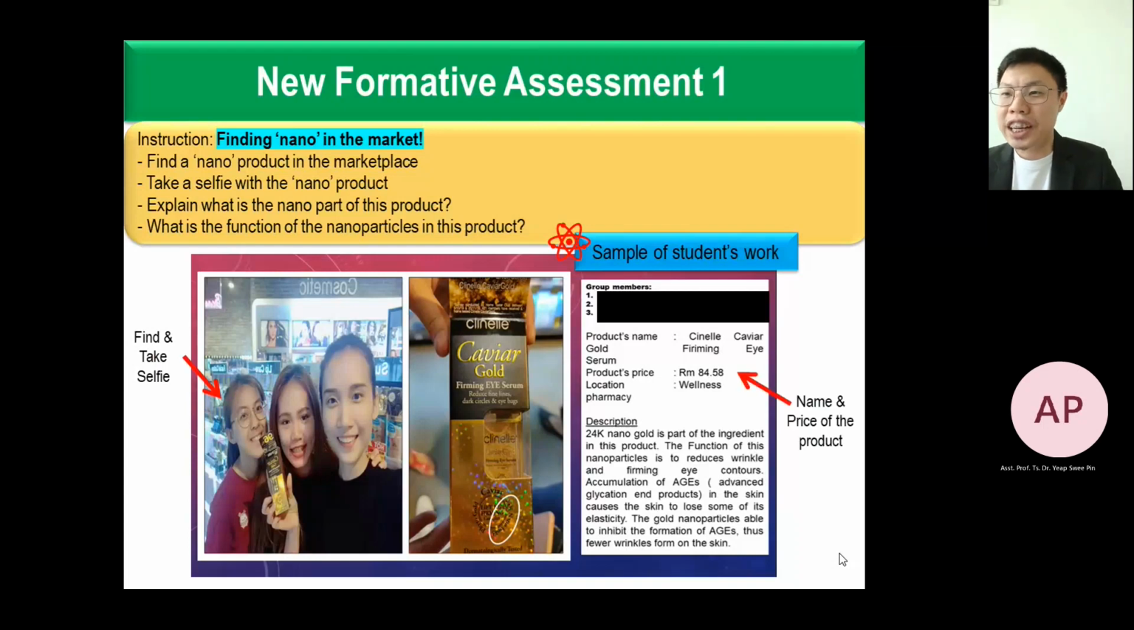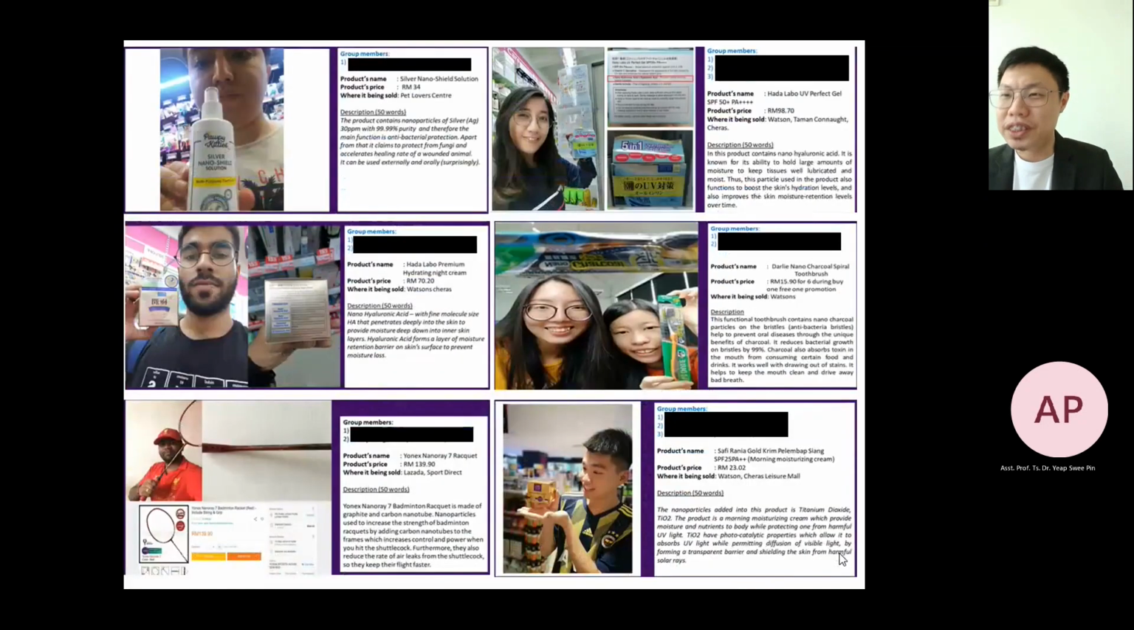Then they have to identify the name and also the price of the nano product. Most importantly, they have to evaluate and explain what the nano material in this nano product is and how the nano material has improved the functionality or the property of the final product. You can see the smiling faces of my students here because they are really happy: instead of learning from journal articles or websites, they can really get to know the nano material from the market itself. Here are some other submissions from my students.